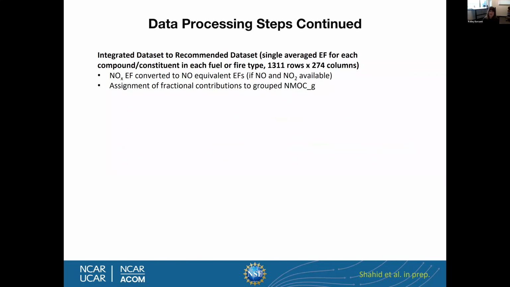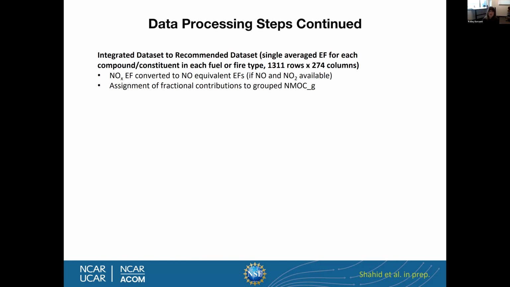Okay, this is my last slide of the data processing. When we move from the integrated data set to the recommended data set, here we have a single average EF for each compound or constituent in each fuel or fire type. The final size of that table is approximately 1,300 rows, so that means individual compounds or constituents, and 274 columns. So a single value has been represented up to 274 times across all the fuel or fire types.